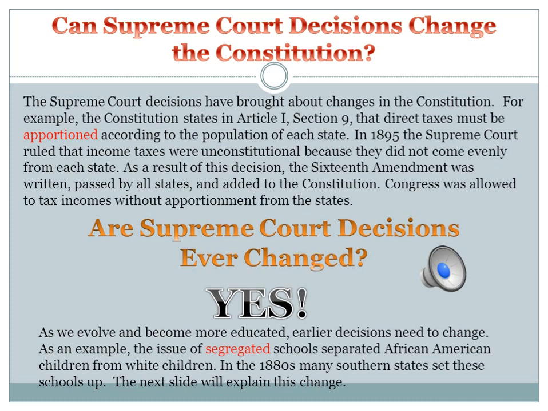Yes, rarely, yes. As we evolve and become more educated, earlier decisions need to change. As an example, the issue of segregated schools separated African American children from white children. In the 1880s, many southern states set these schools up. And I'm going to explain this in the next slide.